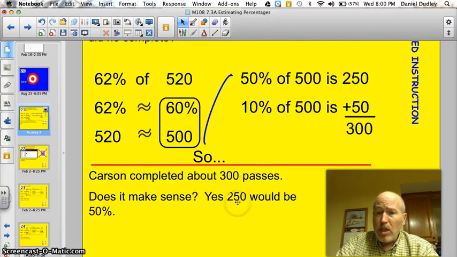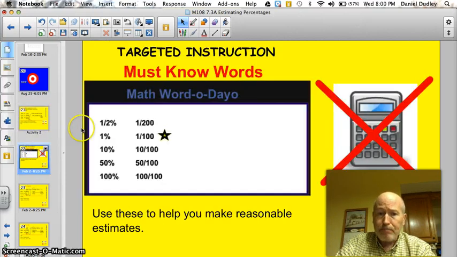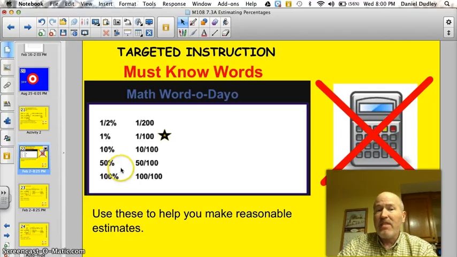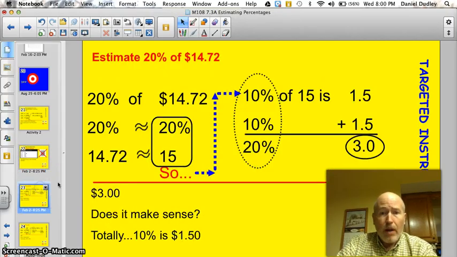Sure, it makes sense because 250 passes would have been 50%, right? And coming back to that 50% and that 10%, this is the key to being successful with your estimating tonight. I showed you how to do 1%, 10%, 50%, and even 0.5% last night. And those will all come in handy, but I sure think that working with 10% and 50% is really going to be the most crucial ones to be using for your quiz and for your activities. All right, here we go.